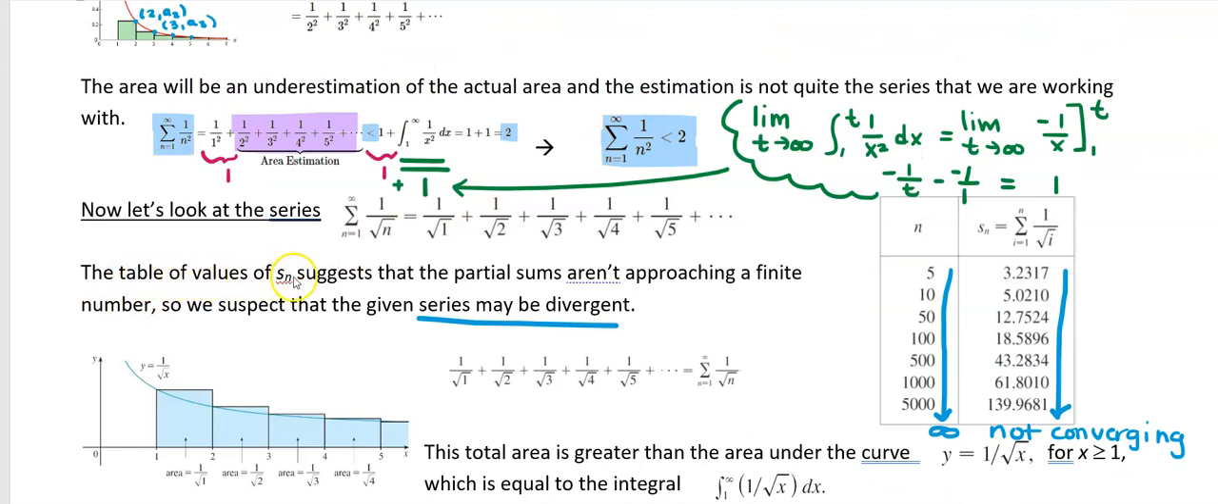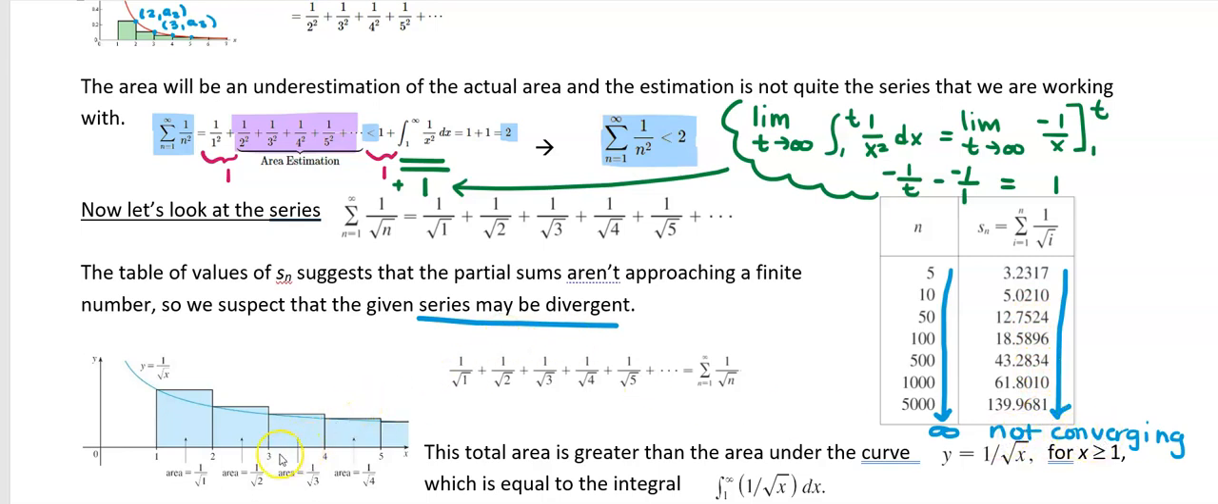The table of values of this series suggests that the partial sums are not approaching a finite number, so we suspect that the given series may be divergent. As you see here in the table, as our n values approach larger and larger numbers, or as they approach infinity, it doesn't look like our partial sums are really converging to any particular number. They don't seem to be converging.